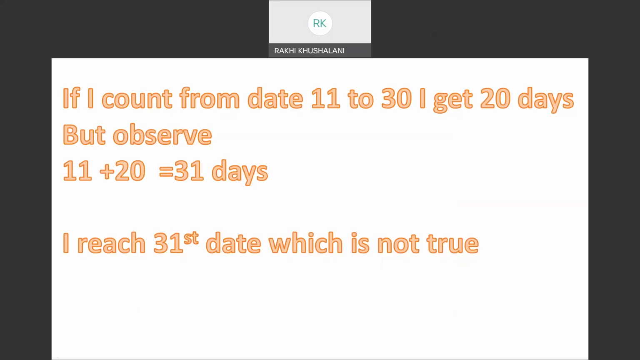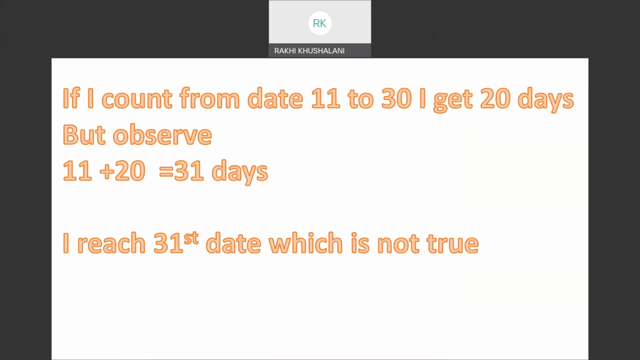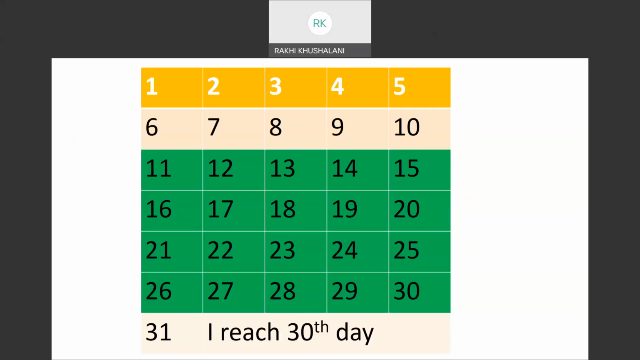Now, this is very different. Will you say that I reached the 31st date? No, but just now previously you saw you reached the 30th date. You did not reach 31, right? Now here what is happening is, 11 as a number is taken, and 20 is taken as a count. So 11 as a number plus 20 as a count is giving you 31. But when we are doing it physically, we are taking 11th as a day and we start counting from there.